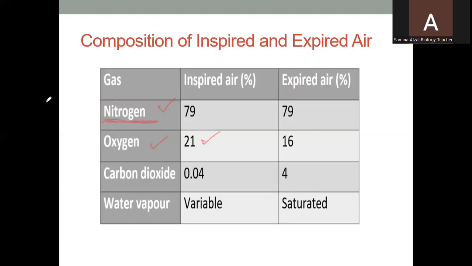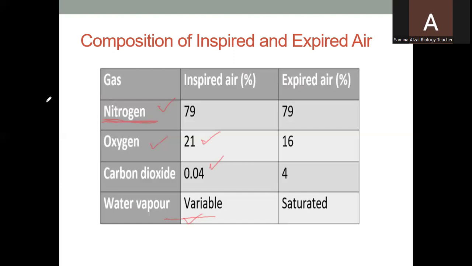carbon dioxide is 0.04%, and water vapors are variable, that is, if air is dry, then the water vapors will be less in quantity. If moist or humid air is outside, then the water vapor will be in higher concentration.